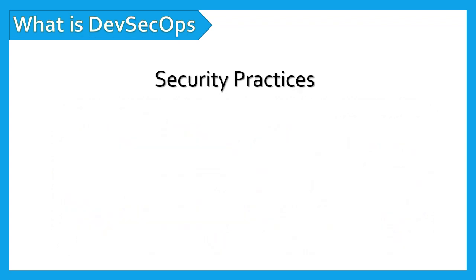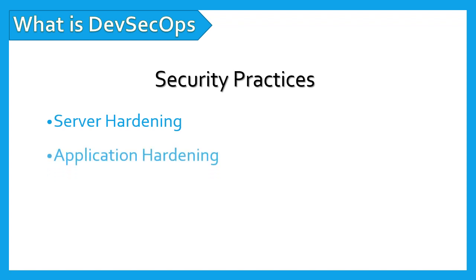Security practices. Server hardening. Server hardening practice is used to enhance server security. The OpenSCAP application can be used to scan for vulnerabilities to mitigate risks. Application hardening. Application hardening practice is used to enhance application security. It works with the integration of third-party applications through APIs.